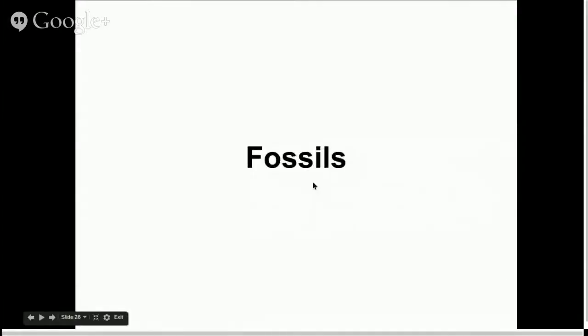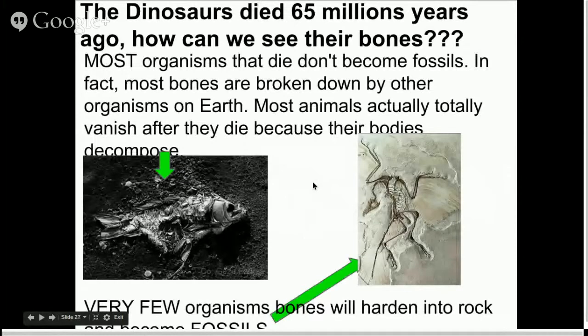A little bit more. Fossils are an important thing that we're going to talk about. The dinosaurs died 65 million years ago. How can we still see their bones? Most organisms die and don't become fossils, because other organisms eat their flesh and the rest molds and rots away. But some of them, very few of them, their bones will harden into rocks and then get trapped in other rocks. And you'll see them today.